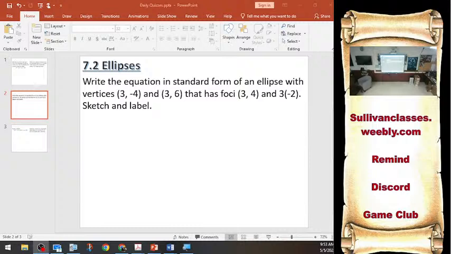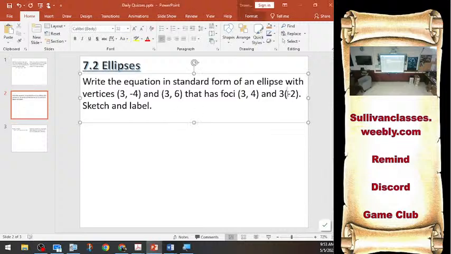Is that 3, negative 2? Is the parentheses supposed to be there? Yeah, that was weird. Thanks.